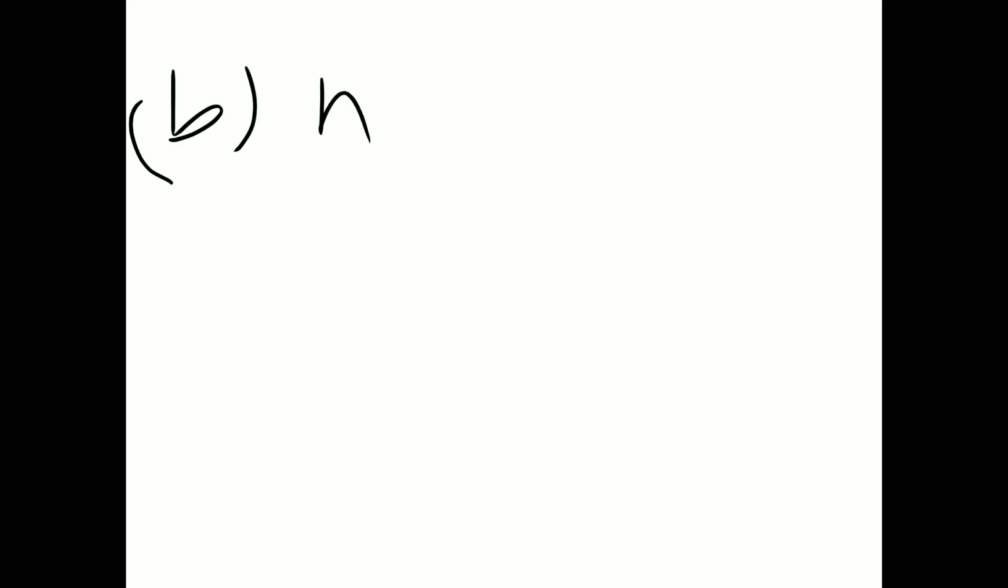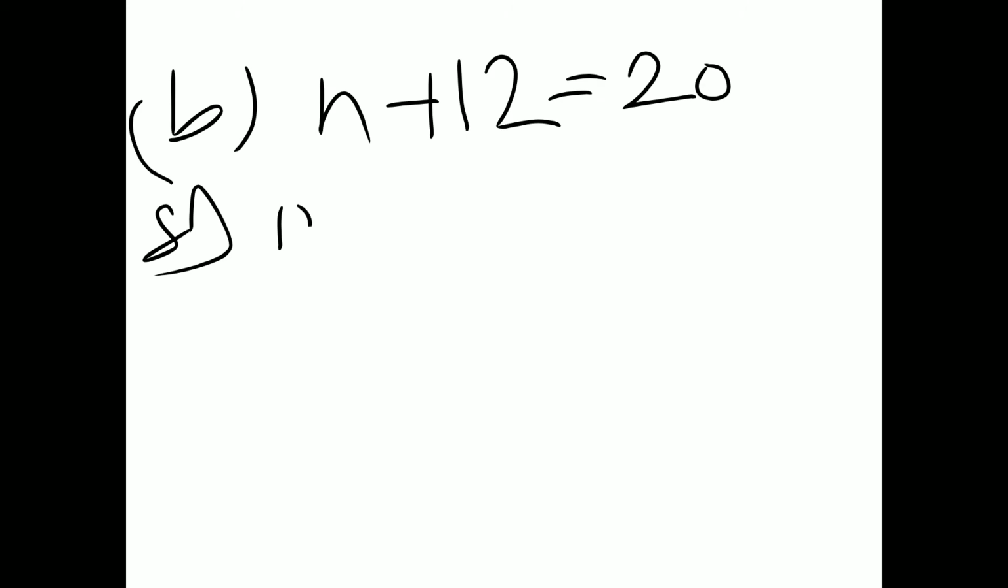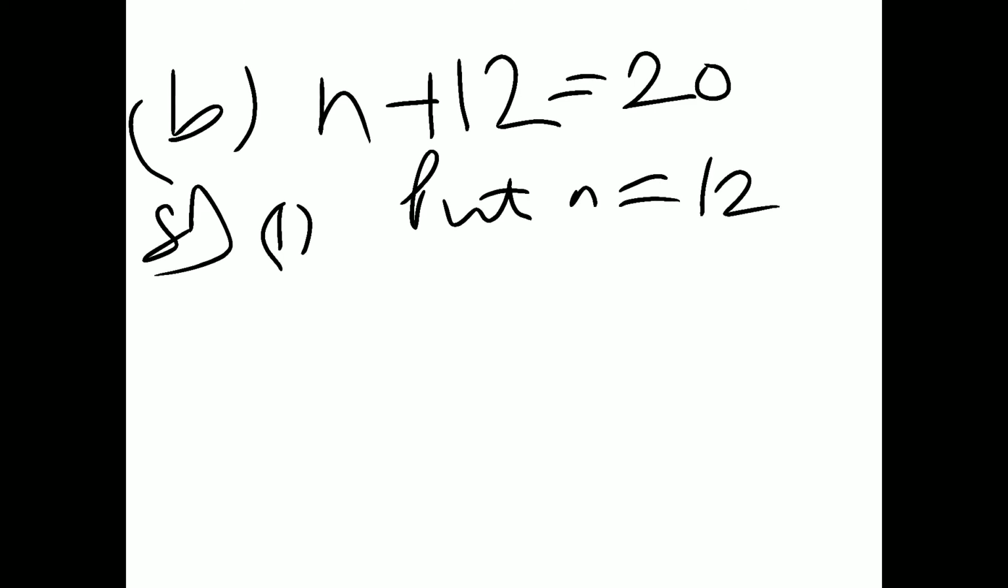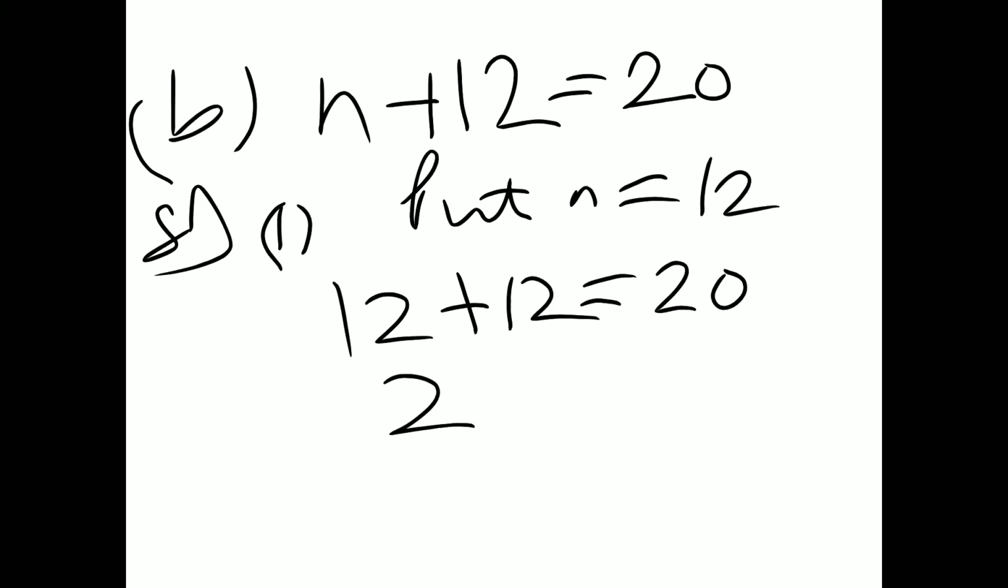B part is given n plus 12 is equal to 20. Again you write a solution. First time n value is 12. So you put n is equal to 12 in the equation. 12 plus 12 is equal to 20. Means 20 should come, but it is coming 24. 24 is not equal to 20, so you write no.